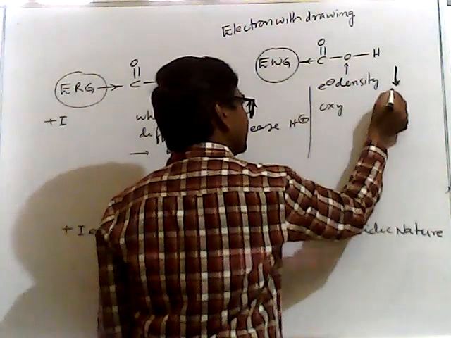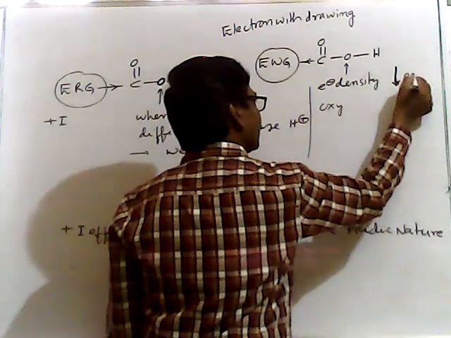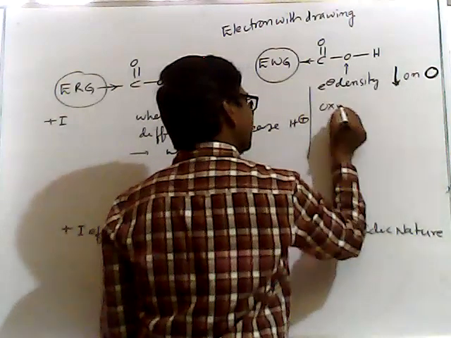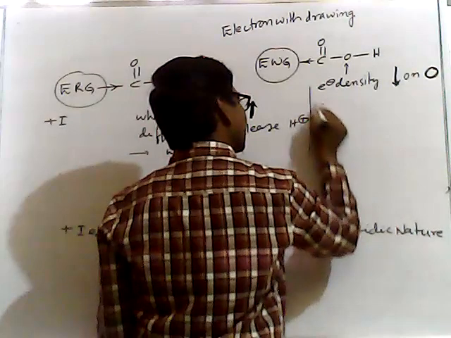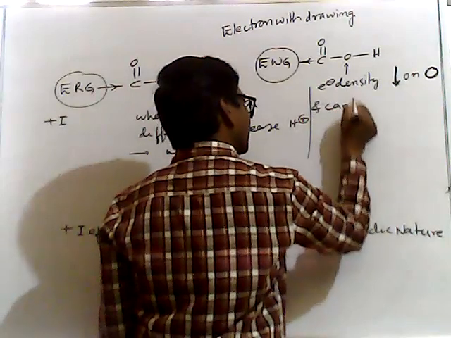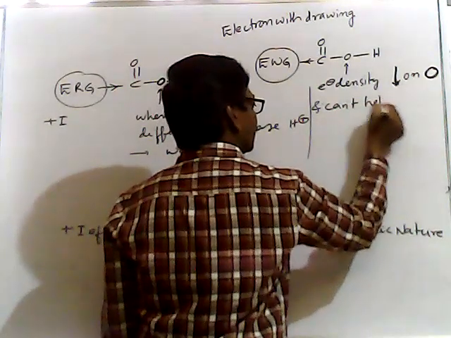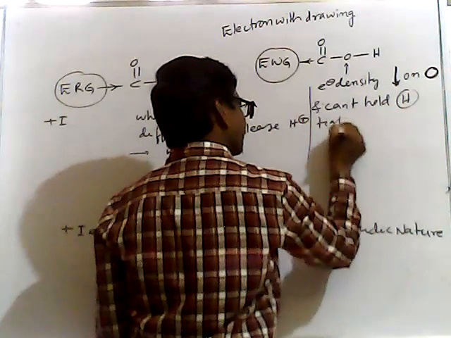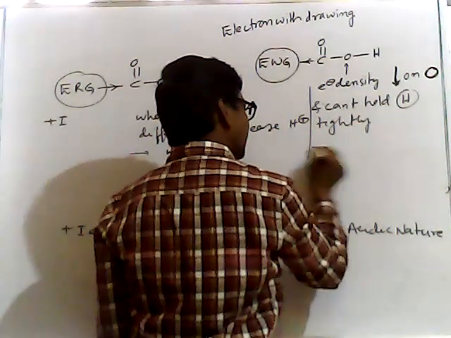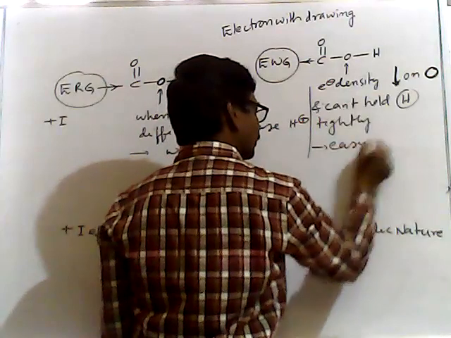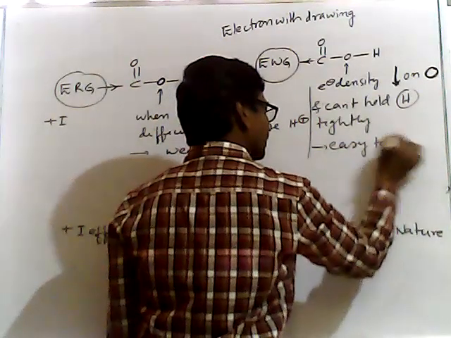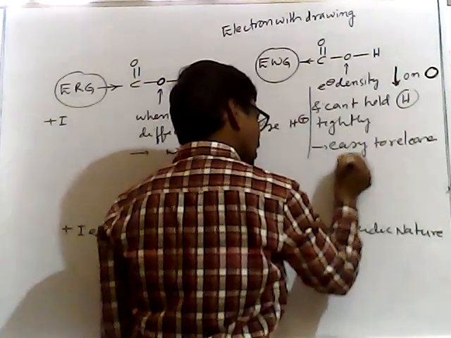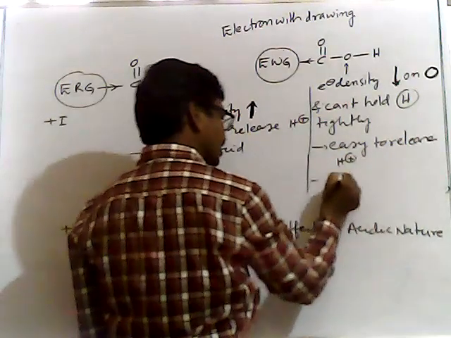When electron density decreases on the oxygen of the carboxylic acid framework, then that oxygen cannot hold hydrogen tightly. That means it is easy to release H plus ion. Easy to release H plus ion, in the sense it is a strong acid.